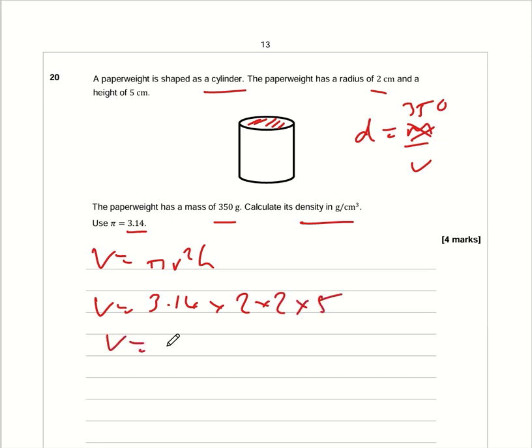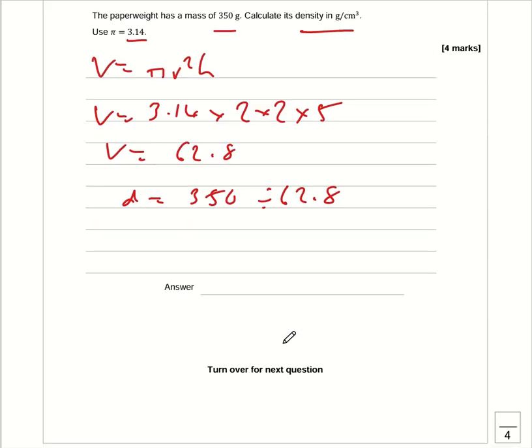So the volume comes to, what does it come to? That comes to 62.8. So using the formula, density is mass divided by volume. So that's 350 divided by 62.8. That comes to, and again I'm just going to have to round the answer, 5.57 grams per cubic centimetre, and that's just 2 decimal places. Okay.